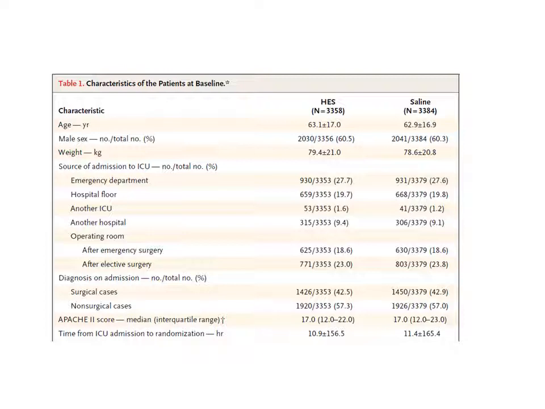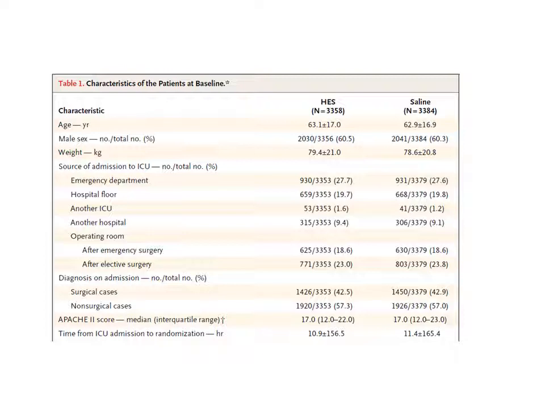Table 1 almost always is the characteristics of patients at baseline, and this is a table from the CHEST trial, which was a trial looking at hydroxyethyl starches versus normal saline as a resuscitation fluid for ICU patients. And you can see that the patients are pretty well balanced with regards to age, gender, weight, admission source, and so on and so forth. So this is a table which is first put up by the authors, and any baseline differences are pointed out.